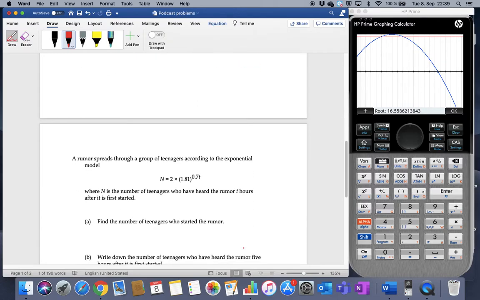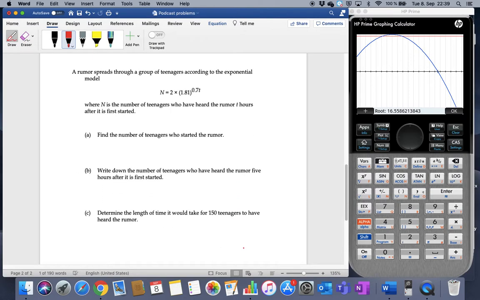We have one more here. A rumor spreads through a group of teenagers according to the exponential model N is equal to 2 times 1.8 to the 0.7t, where, again, let's look at what our units are. N is the number of teenagers who've heard the rumor, and t is in hours after it first started.